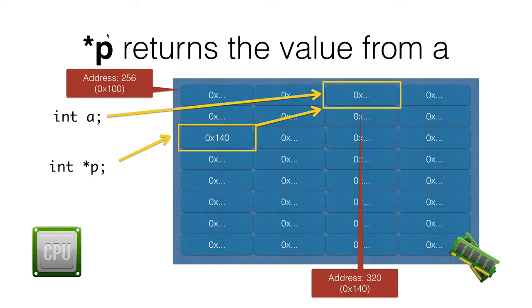How come? Well, star p would be read the value of p. The value of p is 0x140. Star p would then be, okay, well I go to that address, that's here, and I read this value. So it's whatever value is stored inside here. This just in this case happens to be the value that is also inside this variable a.